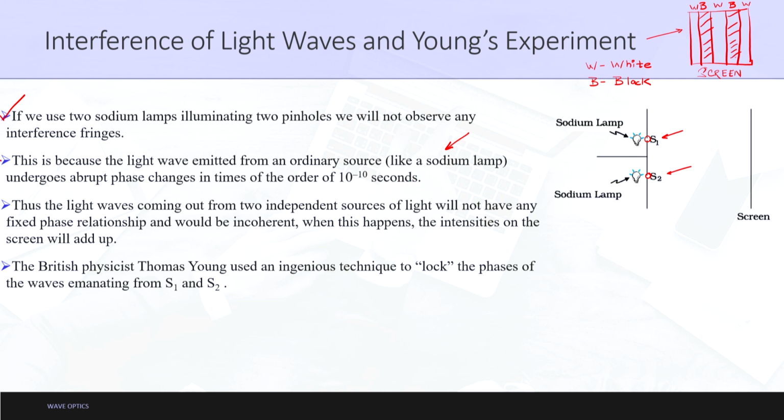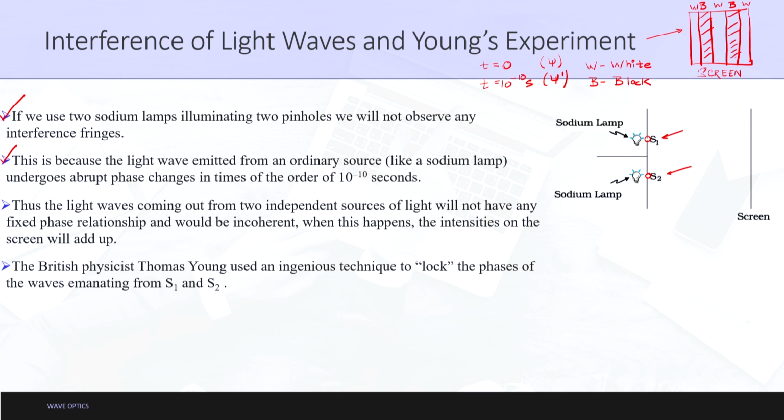So it just says why interference does not happen. First of all, an ordinary source is being used, and second, it undergoes abrupt phase changes, I explained to you what a phase is, in times of the order of 10 to the power minus 10 seconds. The change in the phase is very rapid. Let us say the phase at some time t equal to 0 is some psi, and in the next 10 to the minus 10 seconds only, the phase has changed to phi dash.